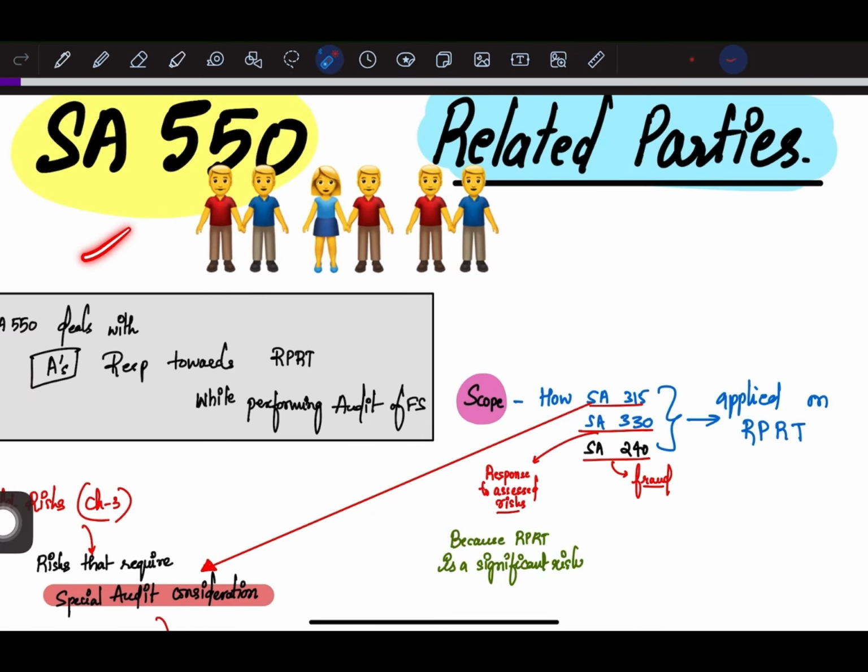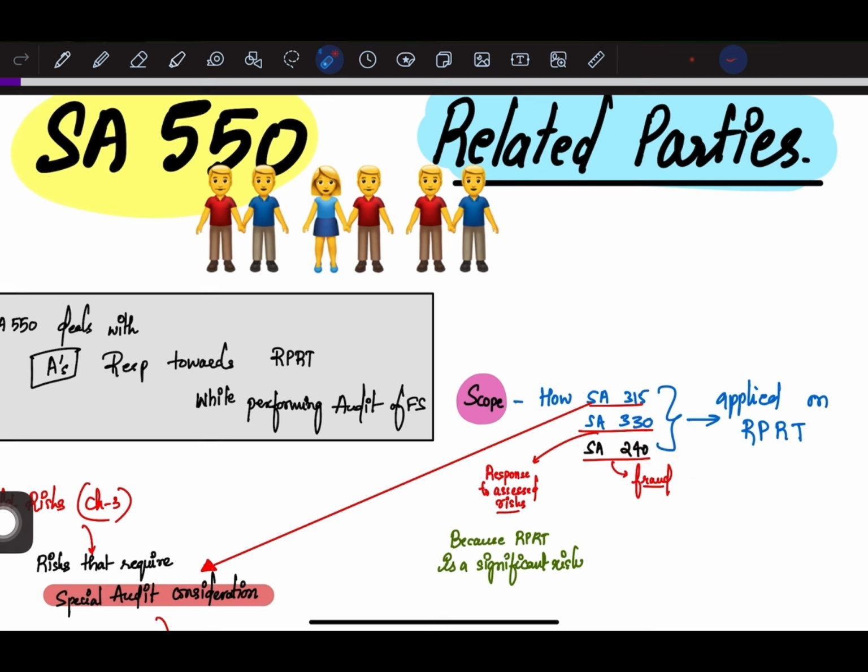So now let us start with SA 550, related parties. In this particular standard, SA 550, the auditor's responsibility is mainly towards related party relationships and transactions while performing the audit of financial statements. So this particular standard is linked with SA 315, SA 330 and also SA 240.